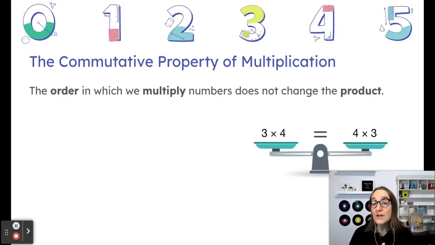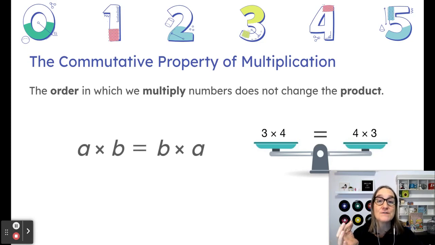Multiplication is also commutative. When we multiply two numbers, their order does not affect the product. Now, let's recall that product is a word that means the result of multiplication. So if I asked you to give me the product of 3 and 2, you would multiply 3 times 2, and the product would be 6. The commutative property of multiplication states that the order in which we multiply numbers does not change the product.